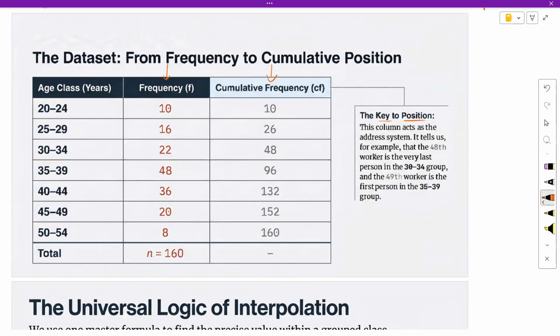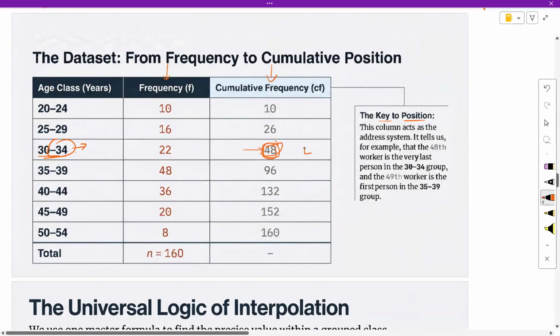It tells us, for example, that the 48th worker is the very last person in the 30 to 34 class, right? So this cumulative frequency ended here, 48. So the upper boundary of this class is 34, right? So it's clear, without any calculation, we can identify that the 48th person's age is 34, right?